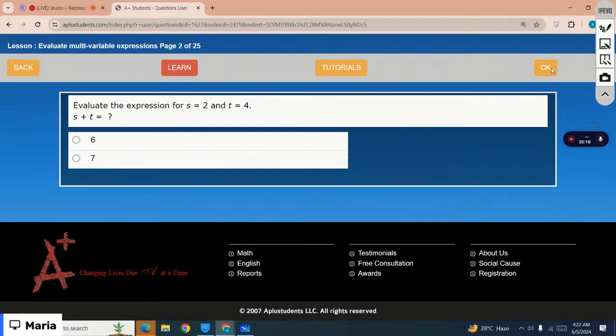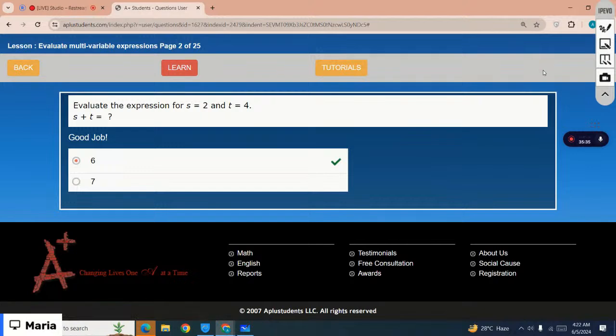Yes, you simply have to add. Sorry, s is 2 and t is 4. Replace the variables with the values. So you simply have to add 2 plus 4 is 6. The correct option is 6. Option number 1 is the correct option.